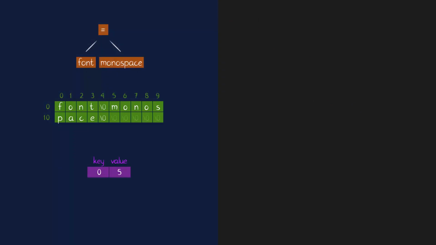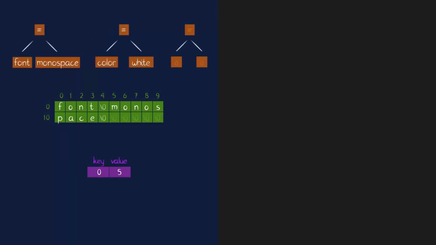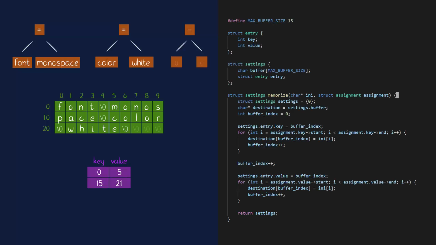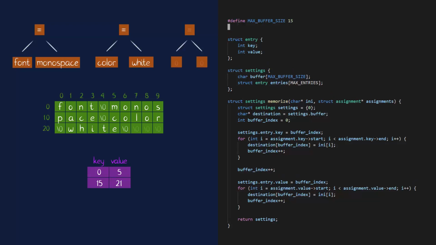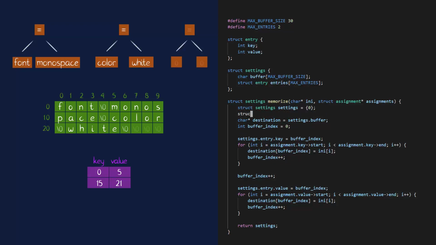It needs to be able to handle multiple assignments. So the buffer needs to be bigger, as well as the table of entries. Okay, the function needs to accept an array of assignments, and I need to store an array of entries. And while I'm at it, I should increase the buffer size because I have more characters now. By now, it probably doesn't surprise you that I need to keep track of the current assignment and the current entry.